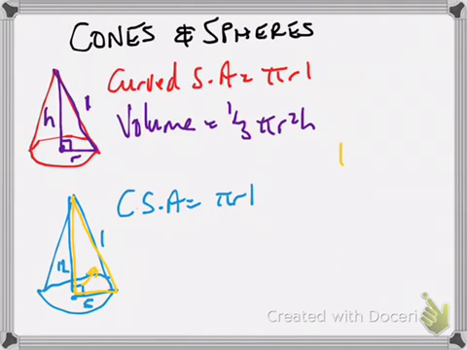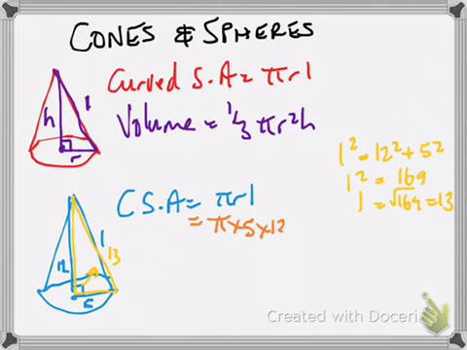So to get L, L squared is equal to 12 squared plus 5 squared. So L squared is equal to 12 squared is 144 plus 5 squared is 25 is 169. So that means L equals the square root of 169, which is 13. So L is 13. So the curved surface area is pi times 5 times 13, and that's, working it out, 65 pi, which is 204.2 to 1 decimal place centimetres squared.